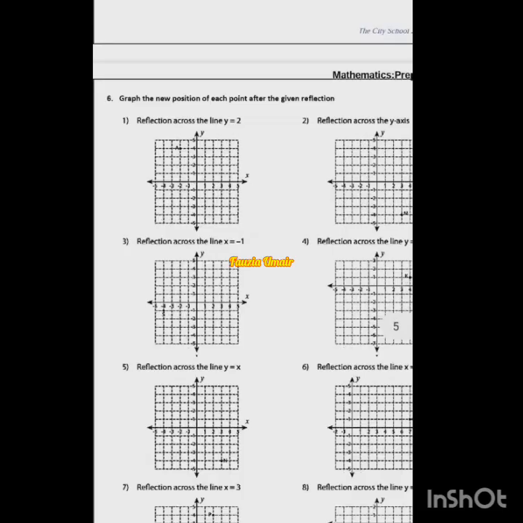All right. So they are saying graph the new position of each point after the given reflection. So where will point A go if there is a reflection line across y is equal to 2? First of all, where is y is equal to 2?